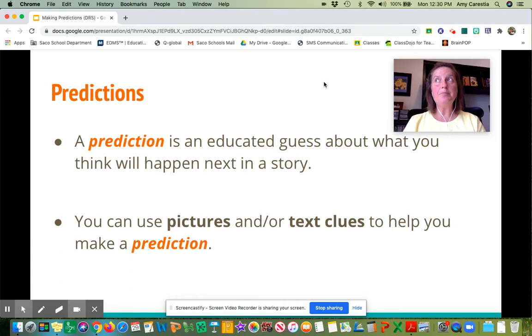So it's really important that you're not just getting frustrated with Mrs. Carestia saying, oh, she wants me to make a prediction and throw something down. You really want to use the cover, the back of the novel, any clues that you've already read in the text, and especially pictures.